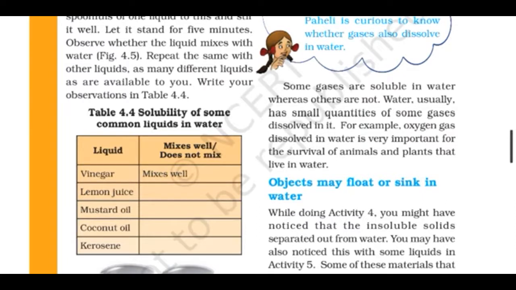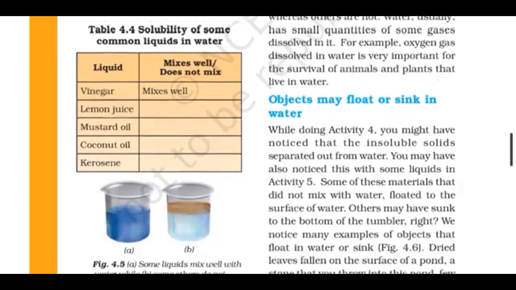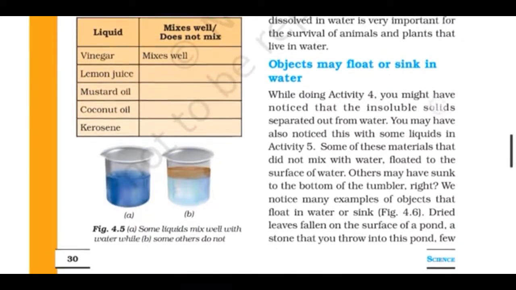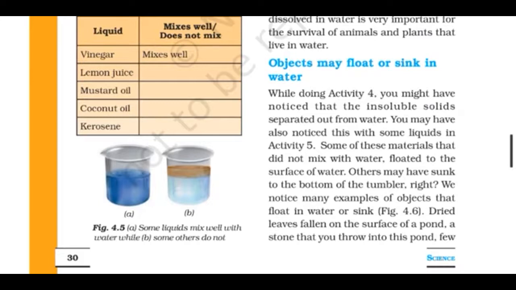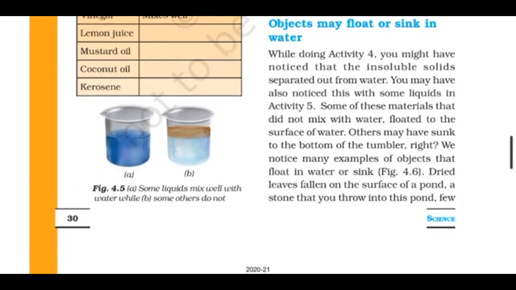It's a combination of 2 hydrogen and 1 oxygen. That is the chemical formula of water. So that is also mixed. And then objects may float or sink in water. So the next title is objects may float or sink in water. So what are the objects that may sink, and what are the objects that may float? That's the thing you want to take into consideration.